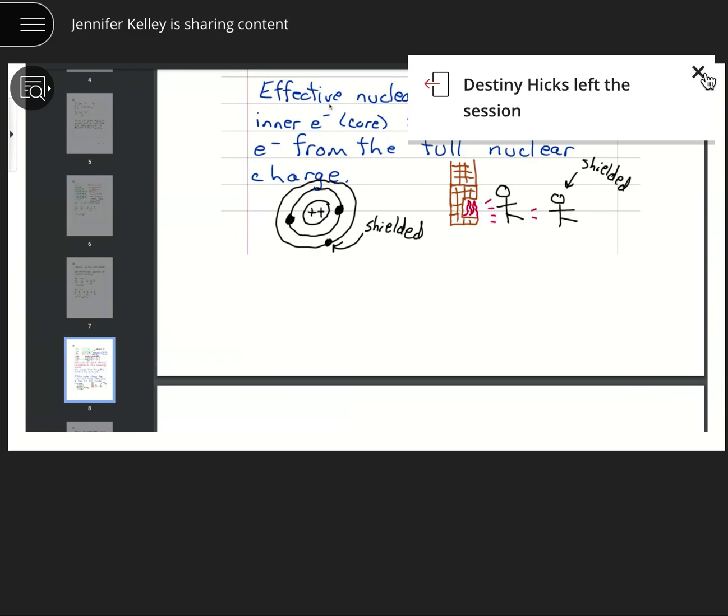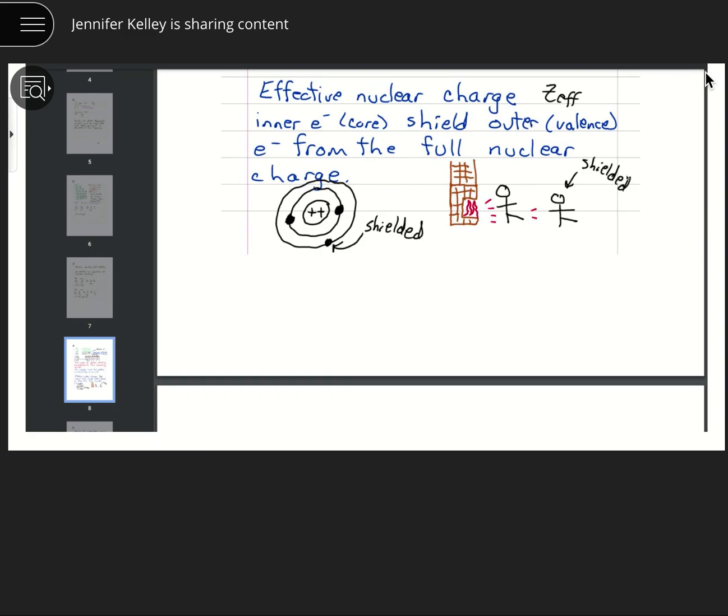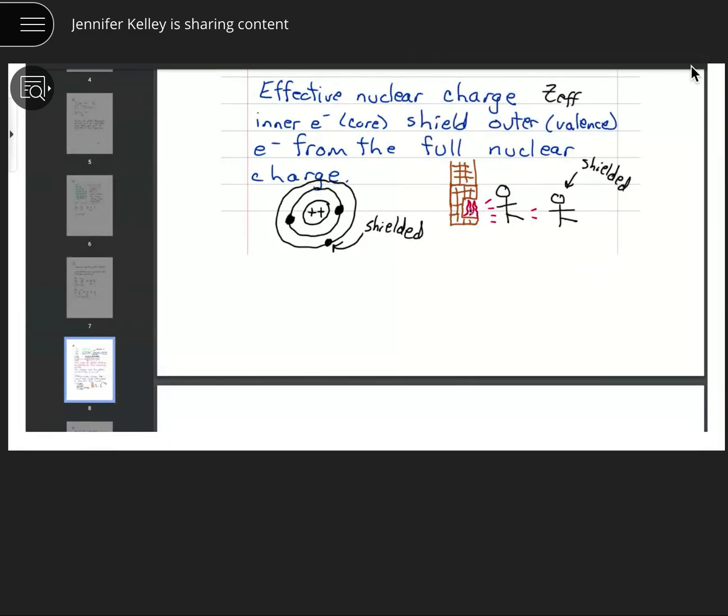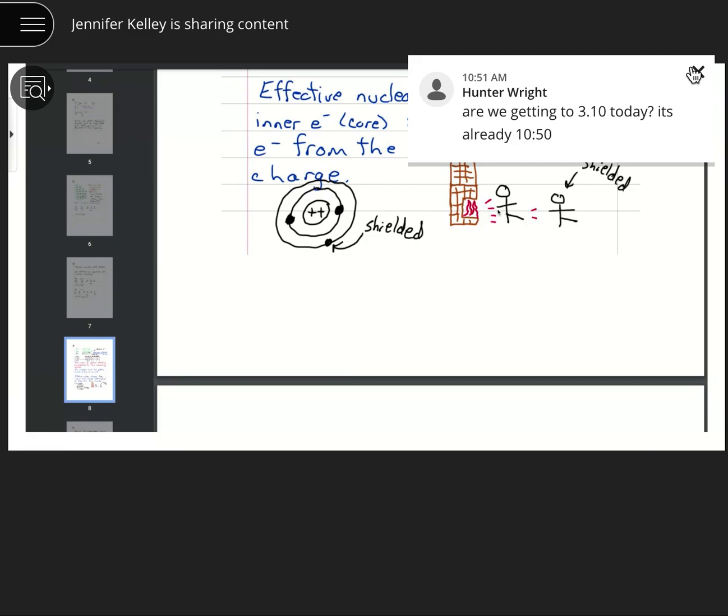So with effective nuclear charge, you can think of it on the right-hand side of the page, I've drawn a picture. It's a very bad picture. In brown, you see a fireplace with a chimney, sort of. And then the red there is supposed to be flames. So it's supposed to be a fireplace with fire in it. And then there's an adult standing in front of the fireplace, and they're getting all of the heat from the fireplace.